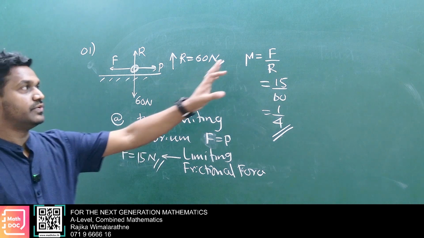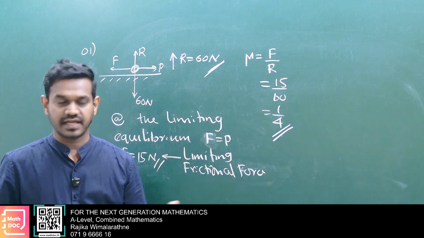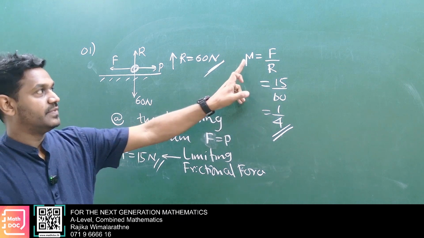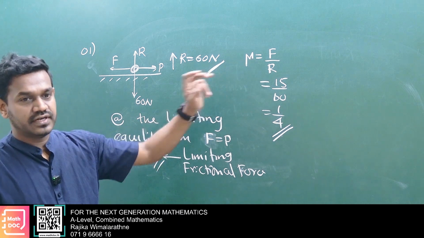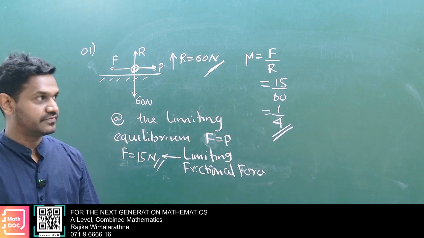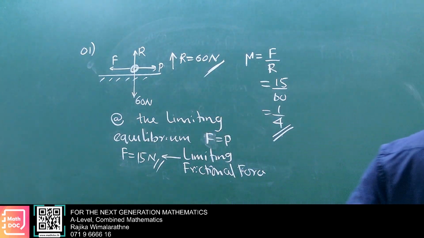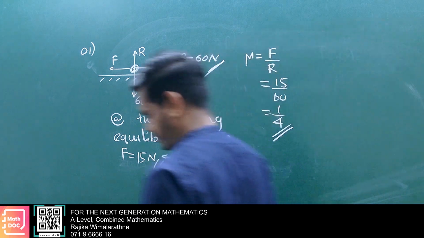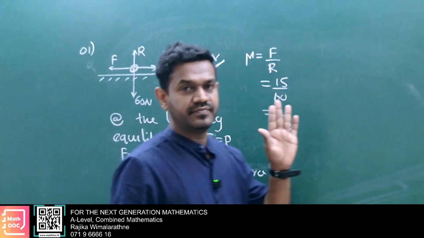Usually this mu is less than 1. It looks like a fraction, but in some cases it can be greater than 1. Here mu equals F divided by R. When you consider the limiting frictional force, that mu we call the limiting coefficient of friction. Continue. Do it alone, go one by one.